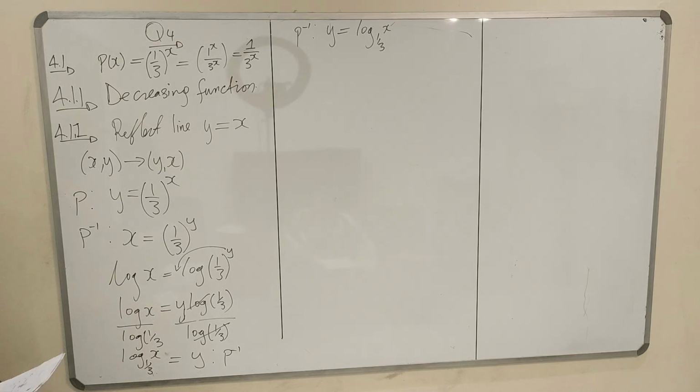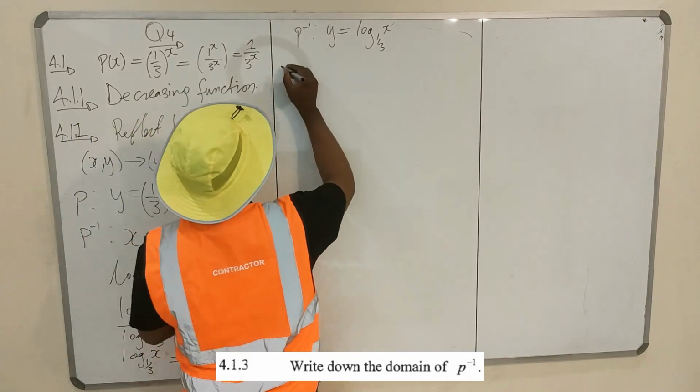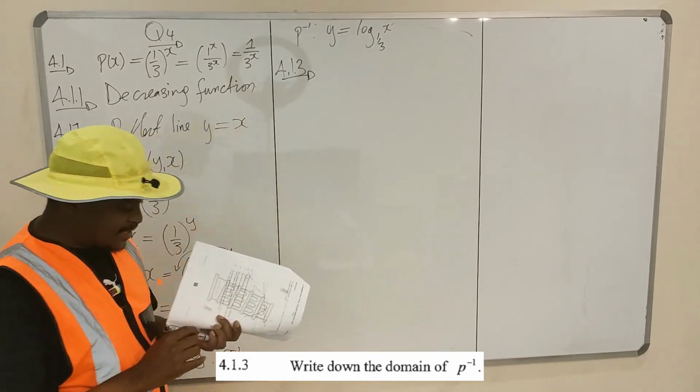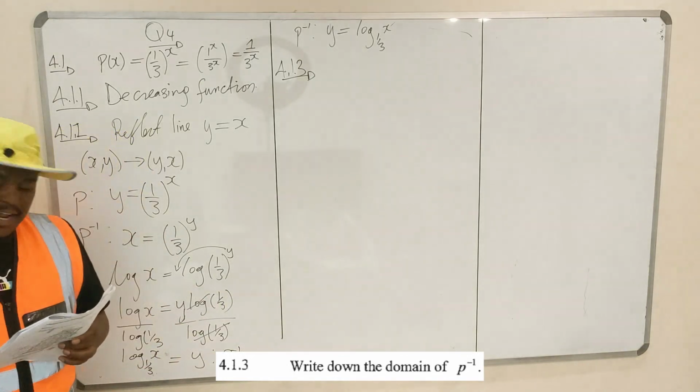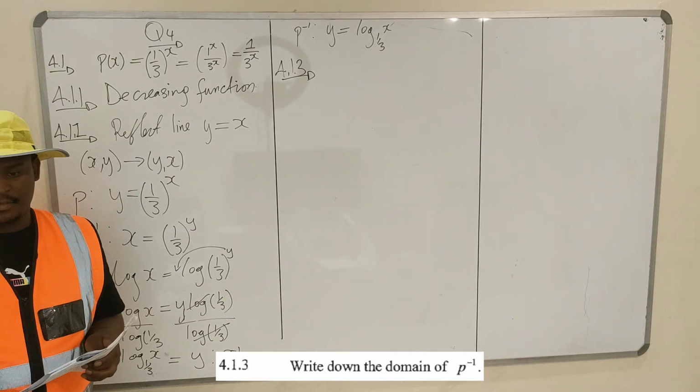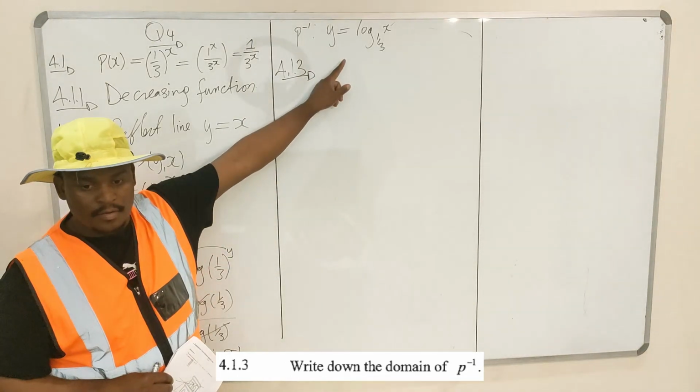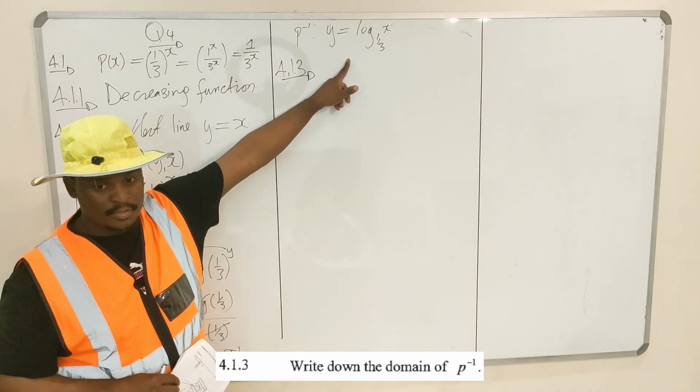Are you clear with that? Then we go to the next question. The next question, they're saying 4.1.3. They're saying, write down the domain of the inverse. Right? They want you to write the domain of this inverse of yours.